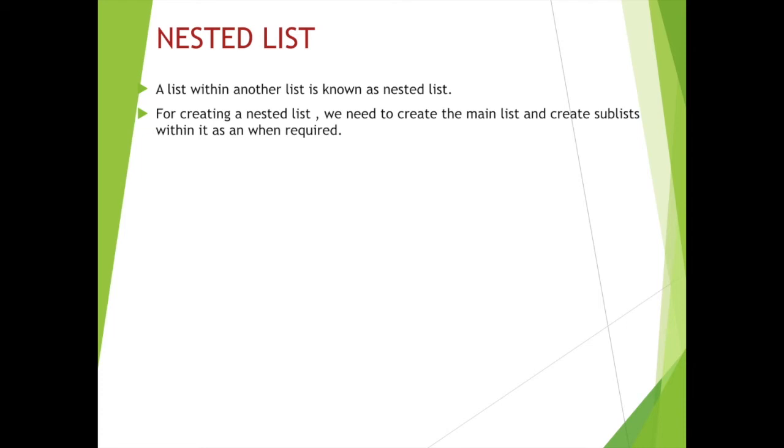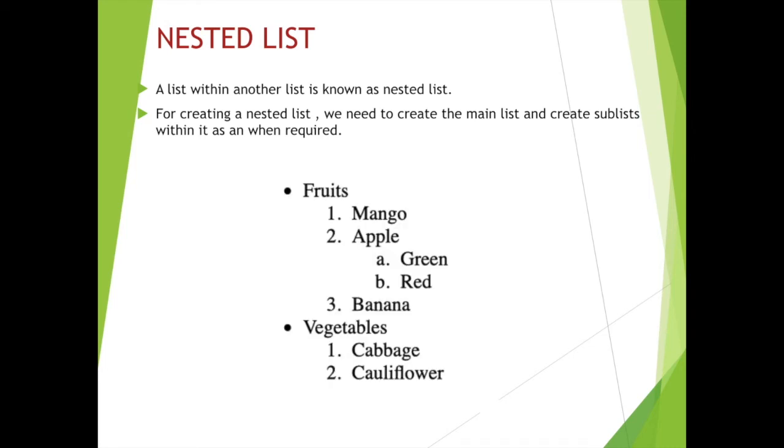Therefore, at first we need to create the main list, and then whatever lists are there within the main list, we need to create them one by one as and when required. For example, let's say that we are going to create this nested list. Now how can we say that this is a nested list? Because here we have a list within a list. What is the main list? The main list is the unordered list, which is fruits and vegetables, and after that we have some ordered lists also. So therefore we say it is a nested list.